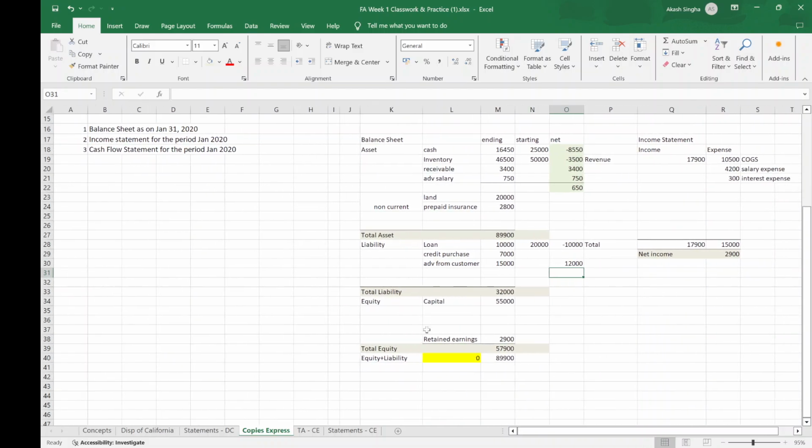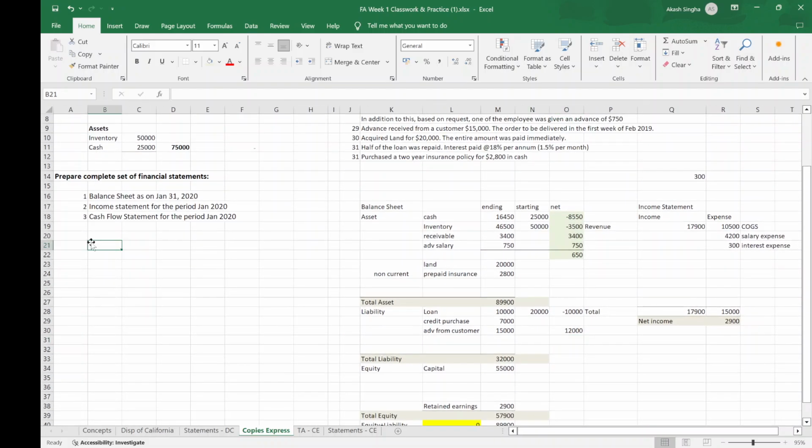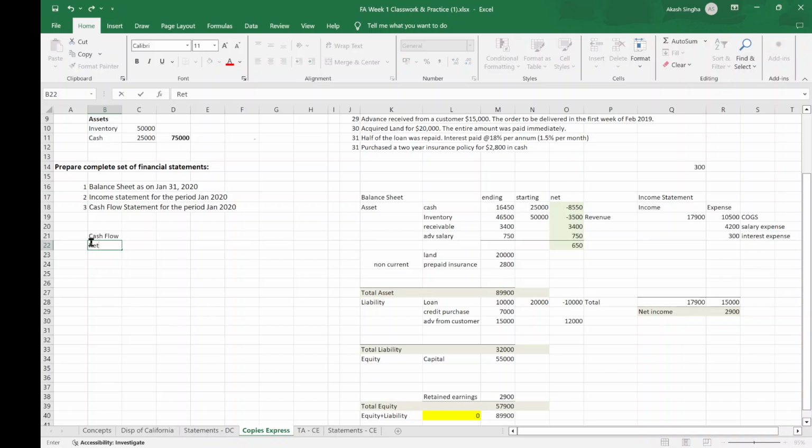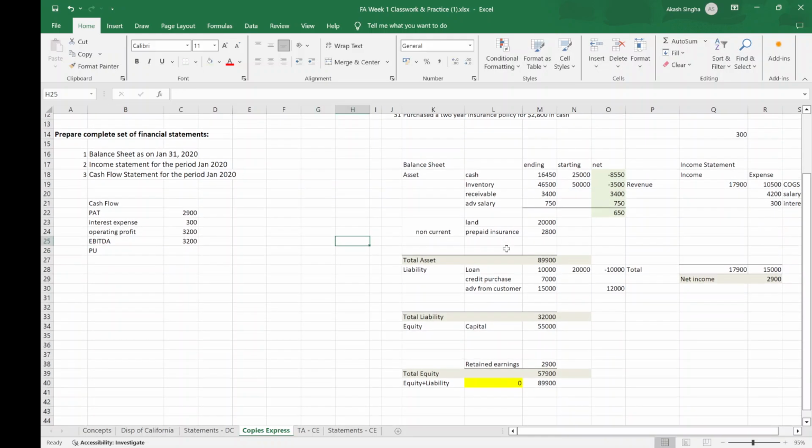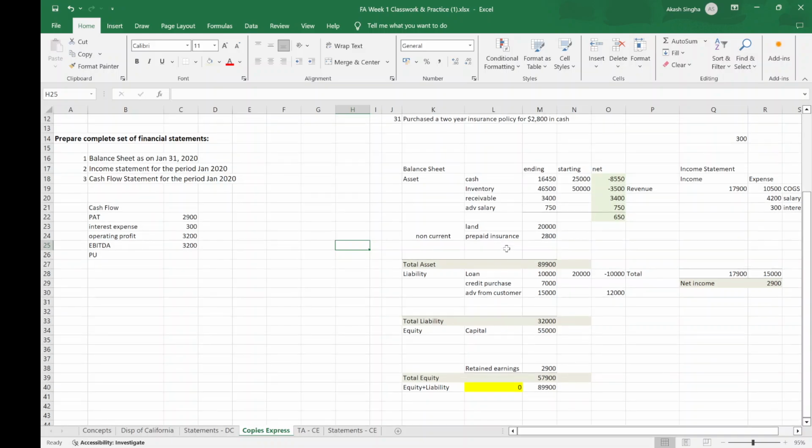So now we have to write the cash flow. We'll start with retained earnings. Sorry, I paused at some point. I'm not sure when I paused or when I resumed. I'll look into it a bit later.